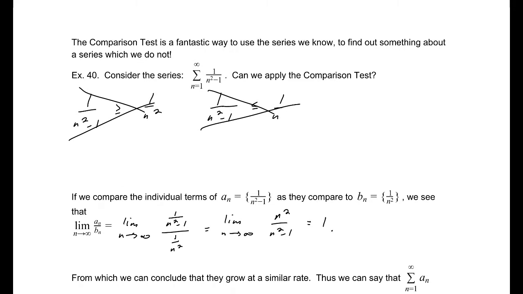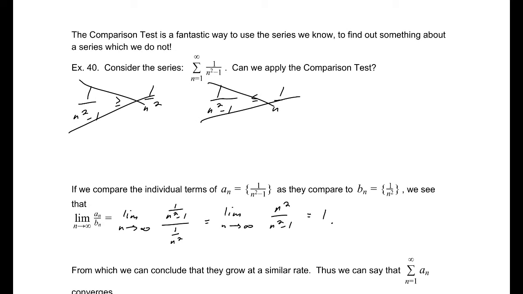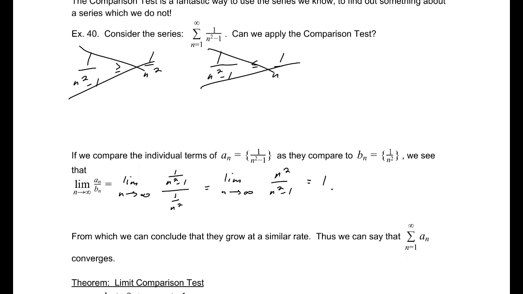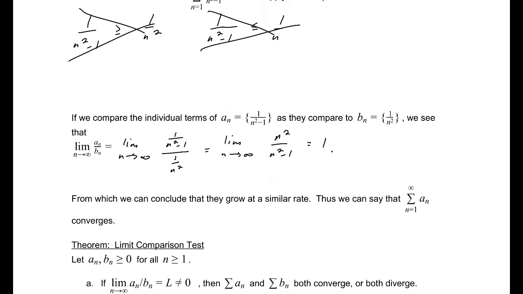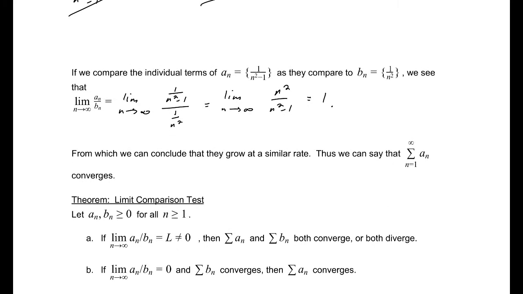Now, what does that tell us? It says that they grow at a similar rate. The rate of increase is the same for both of them. So that actually means that if the sum of an, or if the sum of bn, in this case, this sequence converges, then that means that this sequence also converges. And that is where the limit comparison test comes in.